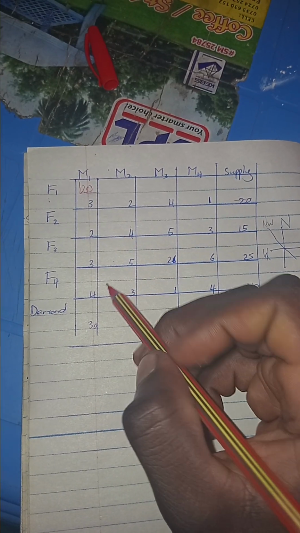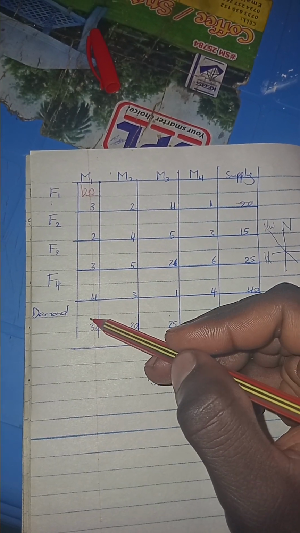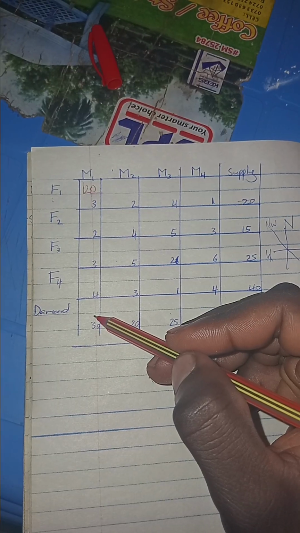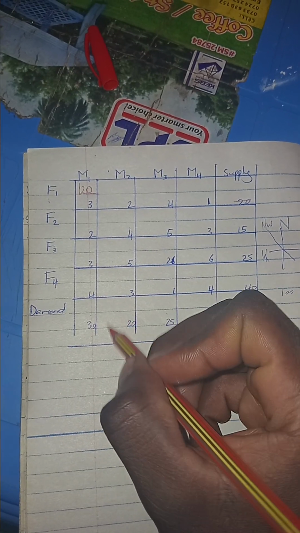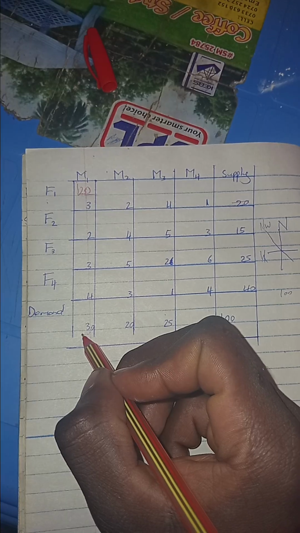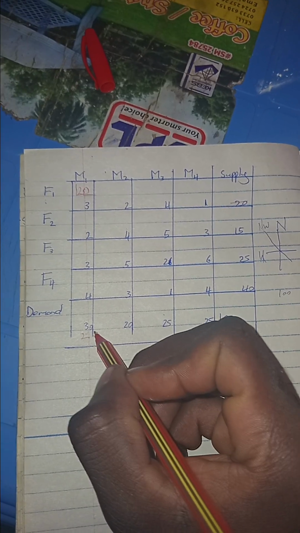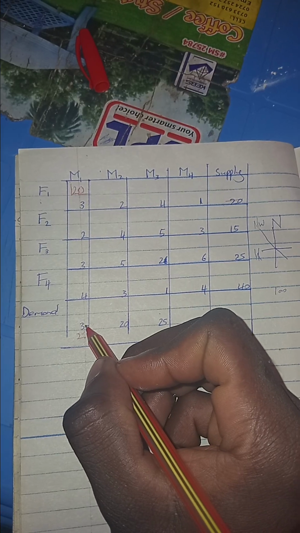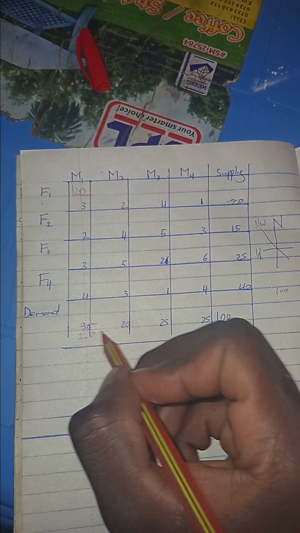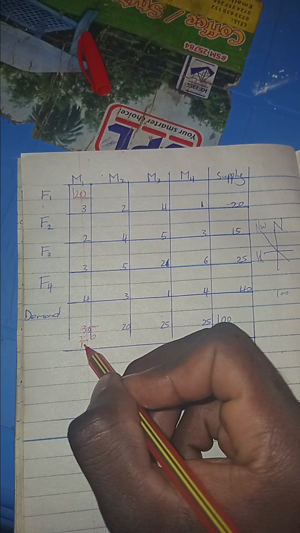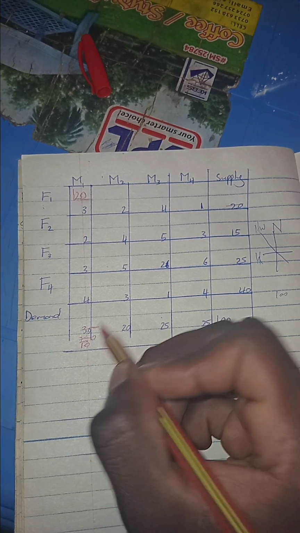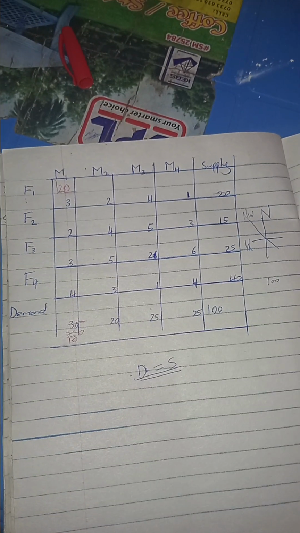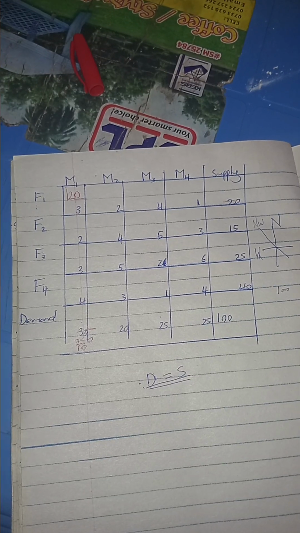Then we will check on the demand side. On the demand side, we have 30, and we have allocated 20 here. Okay, 30 minus 20. So we cross 30. Then we remain with 10. Yes, we have 10.